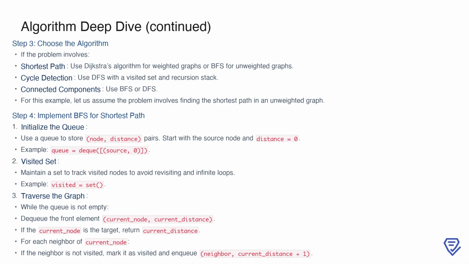Let's assume our focus is on finding the shortest path in an unweighted graph. To implement BFS for this, begin by initializing a queue to store pairs of the form (node, distance). Start with the source node and set the initial distance to 0. For example, q = deque([(source, 0)]).